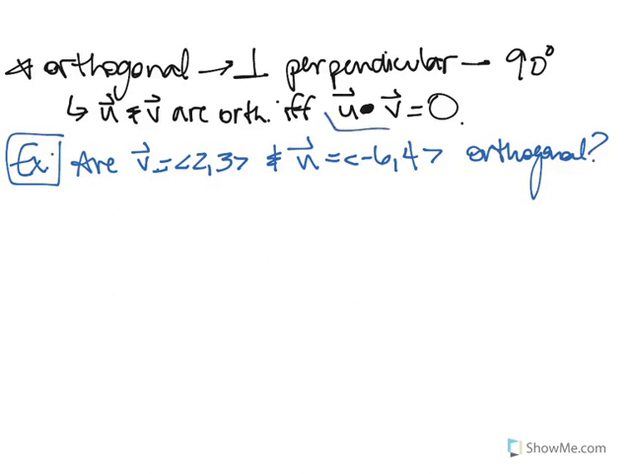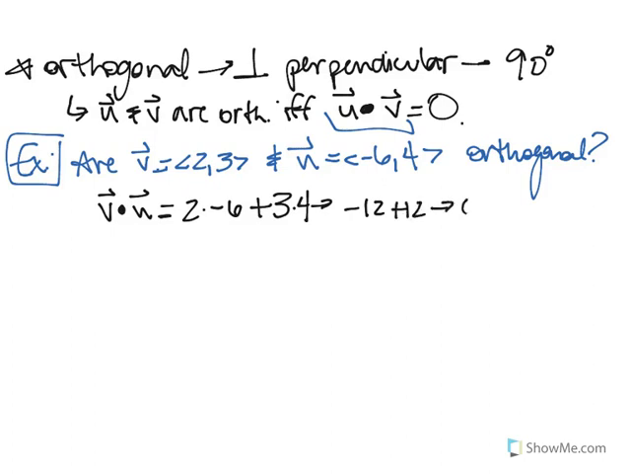As I just stated, do the dot product. That's all I want to see. The dot product of V dot U is 2 times -6 plus 3 times 4. 2 times -6 is -12. 3 times 4 is a positive 12. -12 plus 12 is 0. So I'm going to say, yes, they are orthogonal. How fun.